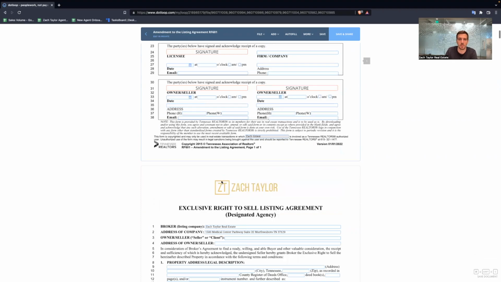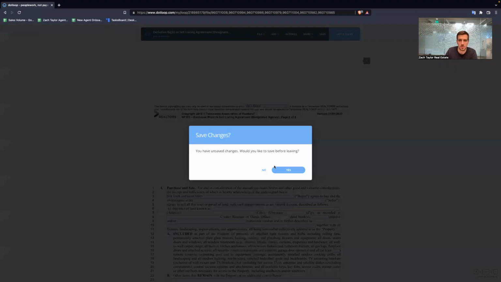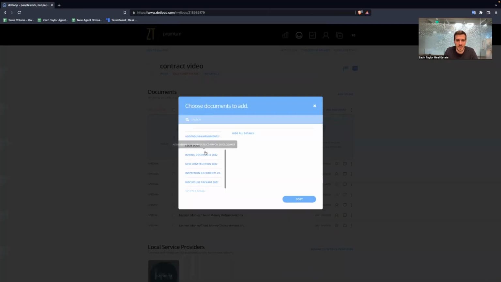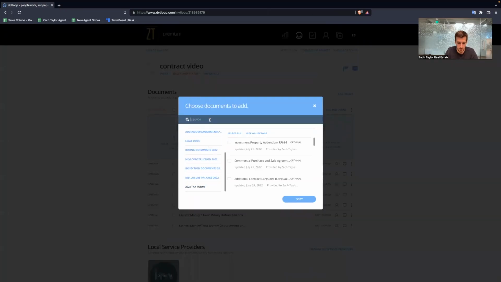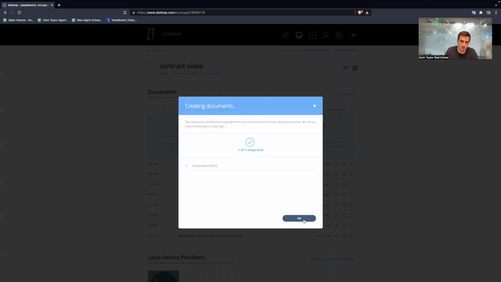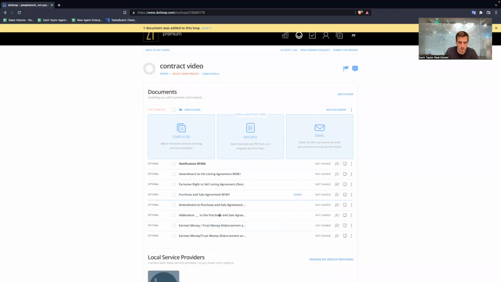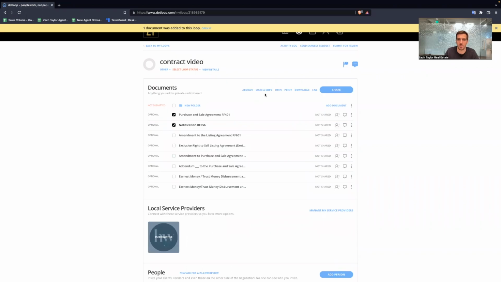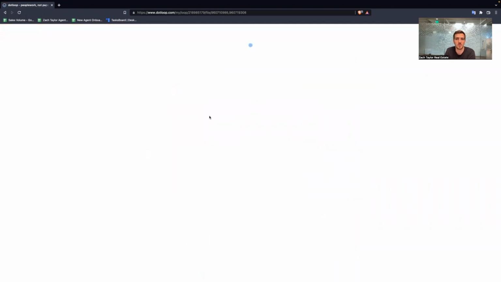And then one more form that I want to show you is the notification form. So this is one of the most important forms, but most underutilized. So let me, notification form, and I'm going to open this purchase and sale agreement again to show you why I'm pulling up the notification. Go here.